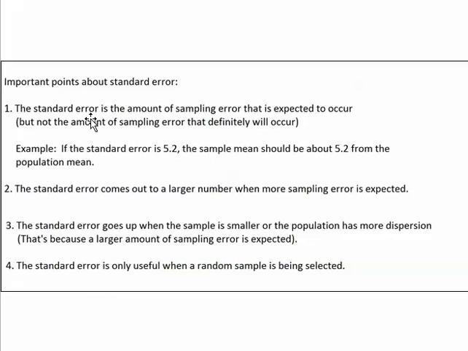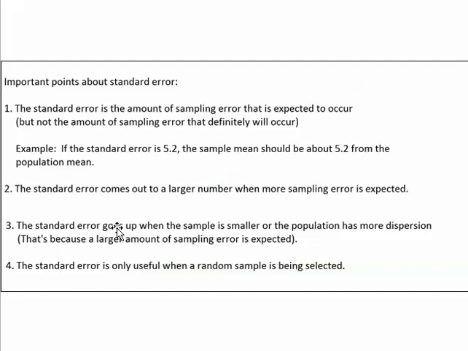Well, first let's mention that the standard error is the amount of sampling error that's expected to occur in a situation, but not the amount that will definitely occur. For example, if the standard error is 0.52, the sample statistic should be about 0.52 off target, but that's not what it'll definitely be. It could be more off target or less off target, just depending on chance. Also, when the standard error comes out to a larger number, a larger amount of sampling error is expected. In other words, if the standard error is larger, the sample statistic is likely to be further from the population statistic.